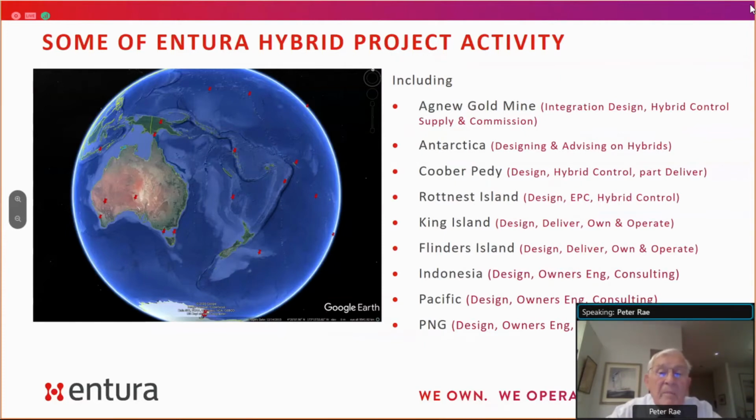Agnew Gold Mine, the integration, design, hybrid control, supply and commission. Antarctica, designing and advising on hybrids. Cooper Pedy, Rottnest Island, King Island. King Island is one in particular, King and Flinders Islands. There are islands north of Tasmania, between Tasmania and the major part of Australia.